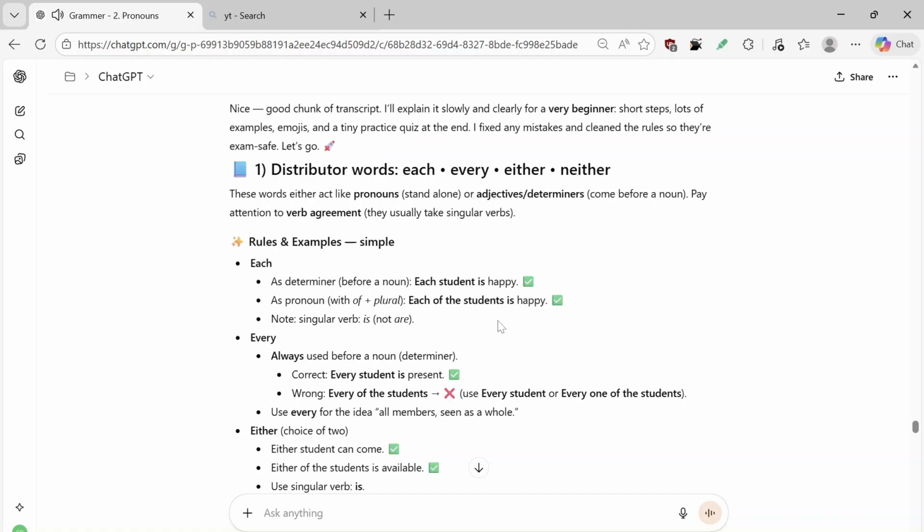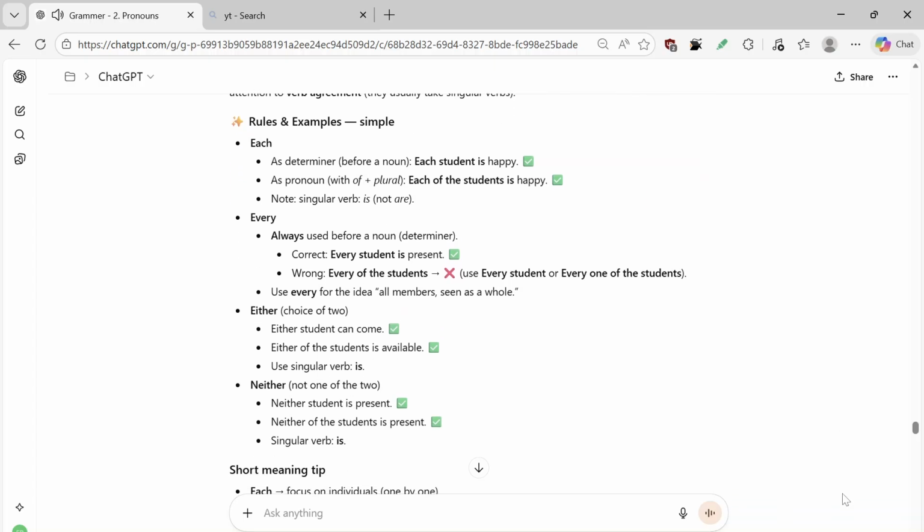I fixed any mistakes and cleaned the rules so they're exam safe. Let's go. Number 1, distributive words: each, every, either, neither. These words either act like pronouns, standing alone, or adjectives (determiners), coming before a noun. Pay attention to verb agreement. They usually take singular verbs.